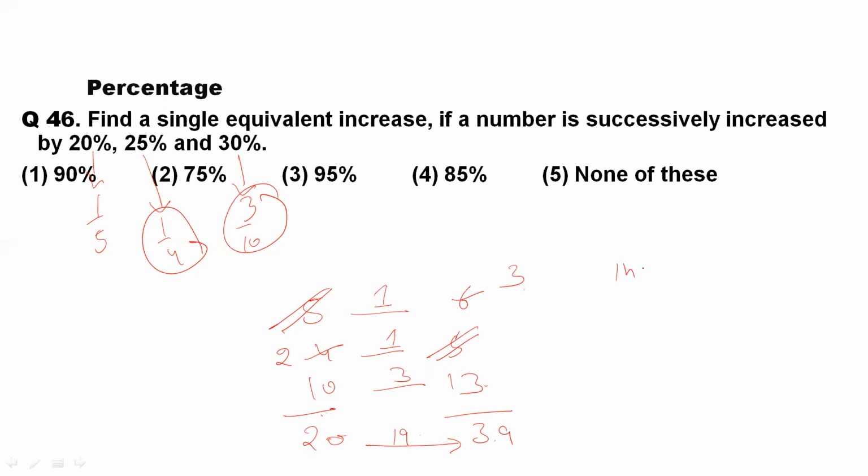Or you can say the increment in percentage will be equal to 19 upon 20 multiplied by 100. Let me cut it with 5. You will get 19 multiplied by 5, which is equal to 95%. That is option number three for question number 46.